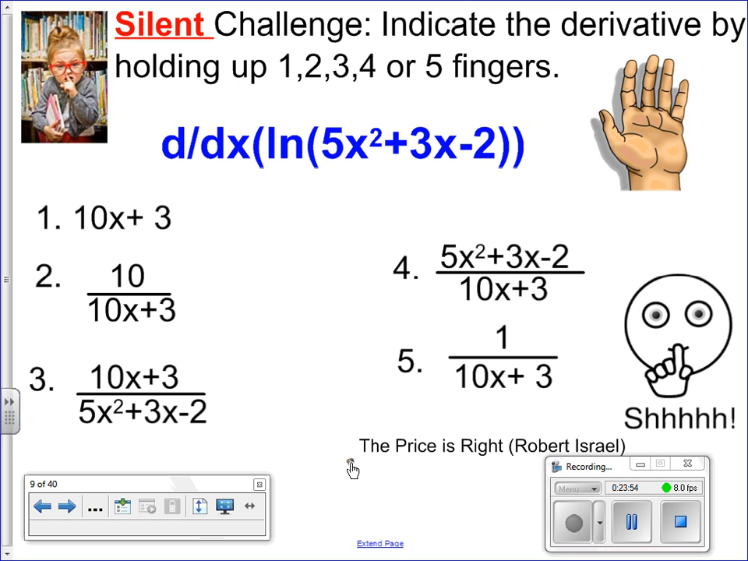Now, at the count of 3, you're going to hold up your fingers. It's either going to be 1, 2, 3, 4, 5. Okay, ready? 1, 2, 3. Hold them up.